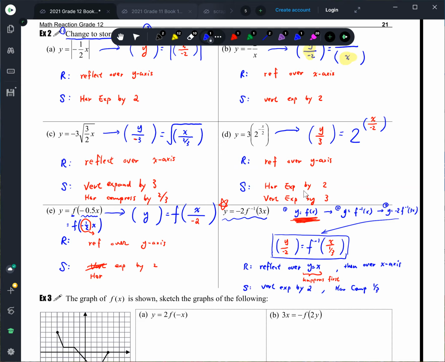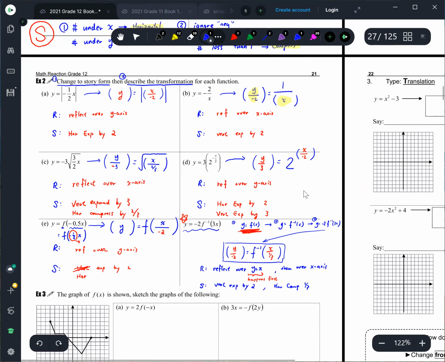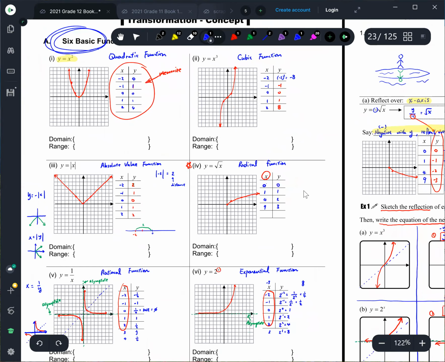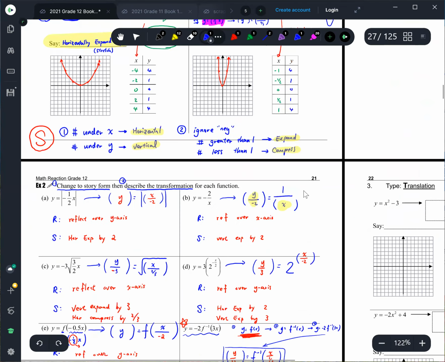So the original graph doesn't have to be absolute value, right? We have 6 basic ones, remember, at the beginning, but it's not limited to these. These are just common ones. You could have an infinite number of basic graphs, and then you apply the transformation to any of them. Okay? So here we have an example.